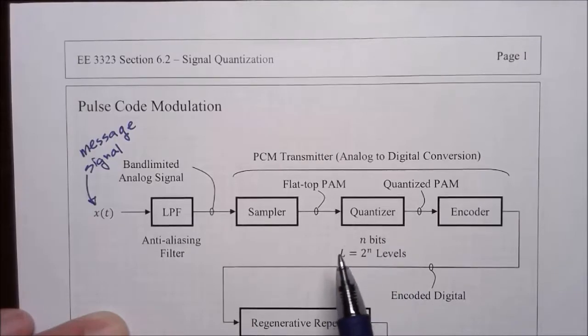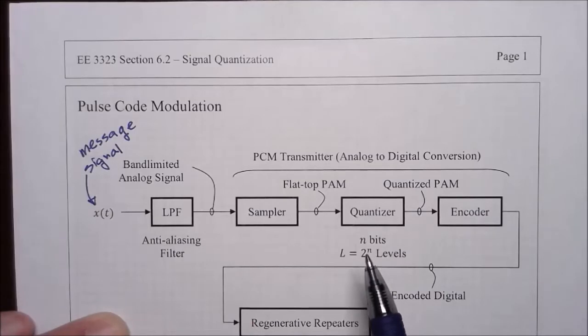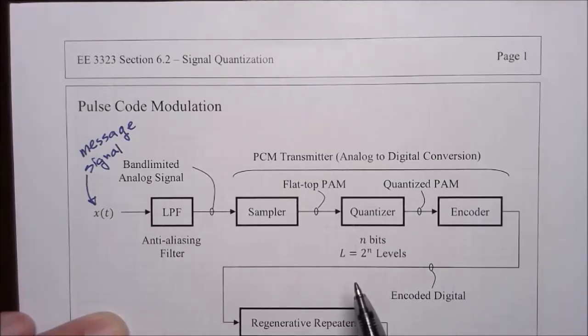The quantizer has a certain number of levels. The number of levels in the quantizer is determined by the number of bits used in the binary word. N is the number of bits. The number of levels is 2 to the power of n. So 4 bits would be 16 levels, 5 bits, 32 levels, etc. Although in practice, it's usually 10 or 14 bits.